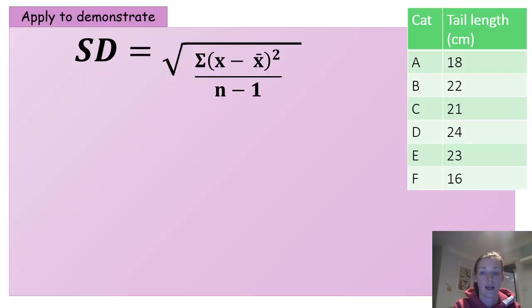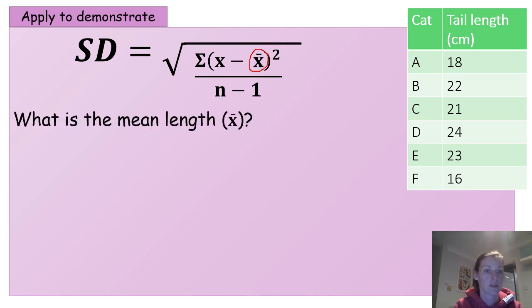So let's look at how we calculate standard deviation then. So you've got your cats here, A to F, and their tail length. First thing that you need to do is calculate your mean. So remember, that is this one here, X with the funny little line above it. So the mean length of the cat, add them up, divide by 6, you should get a mean length of 20.6 centimetres.